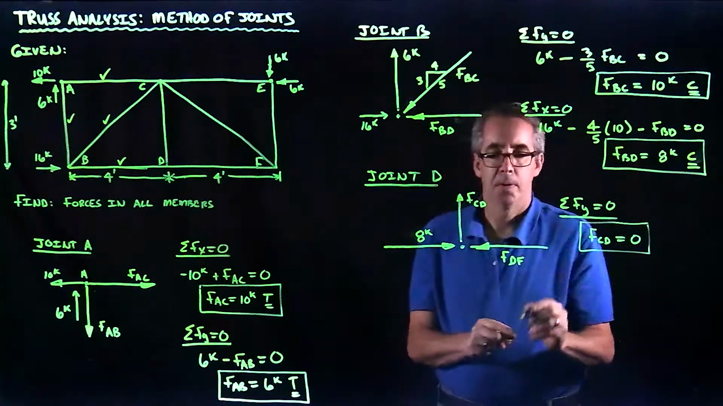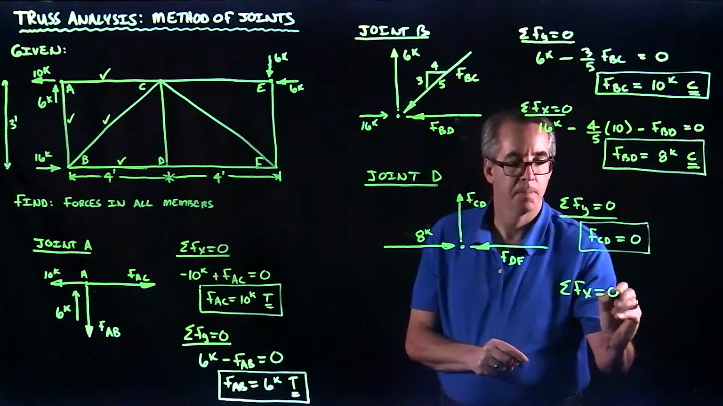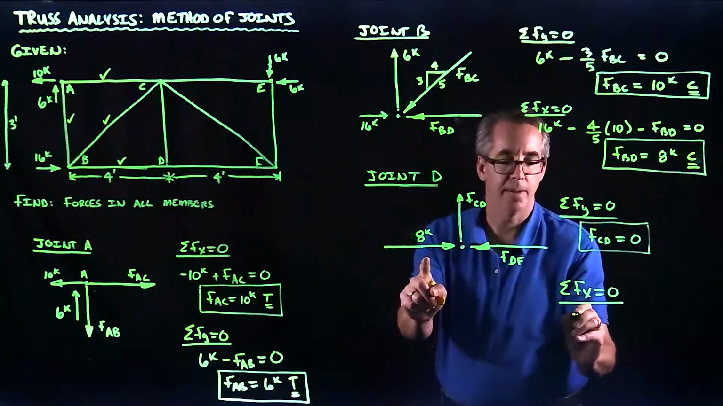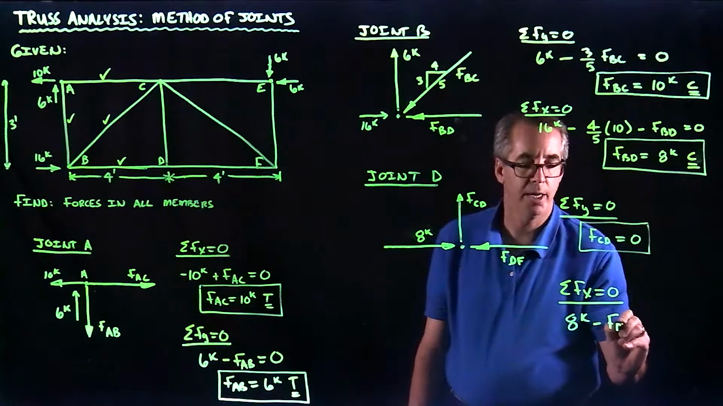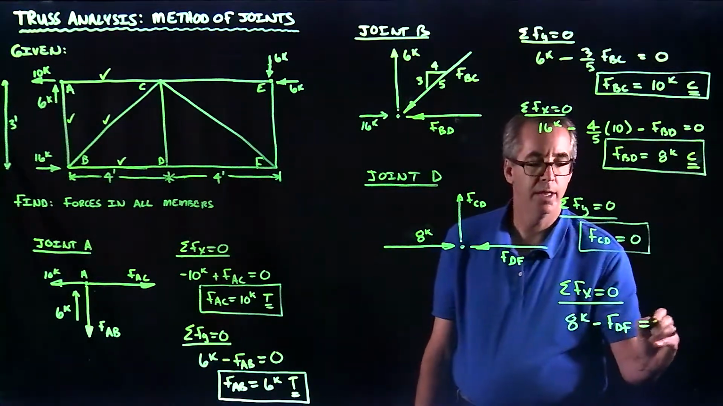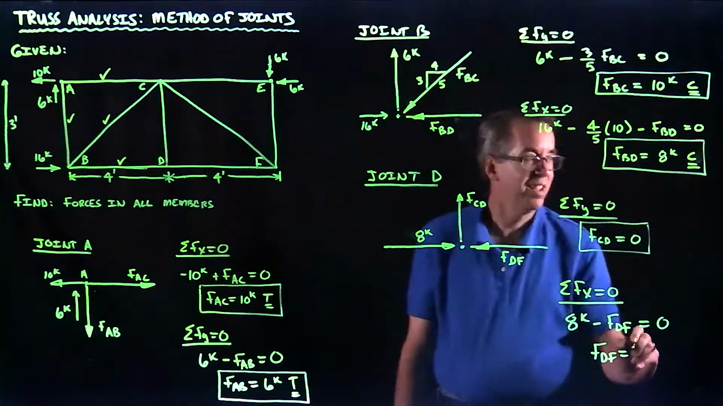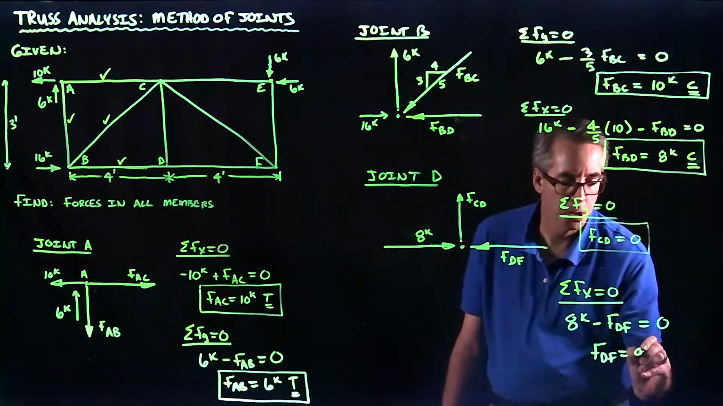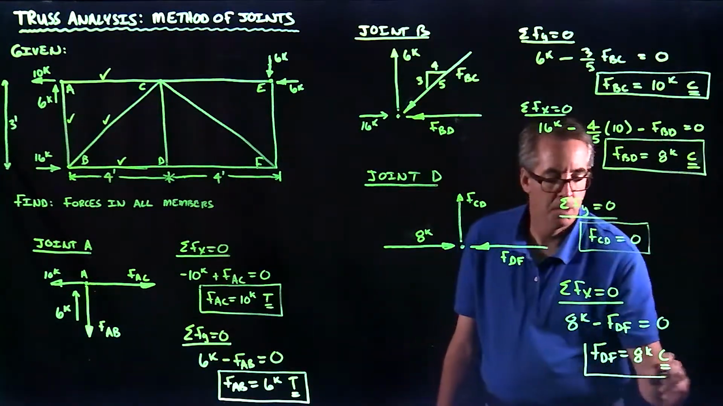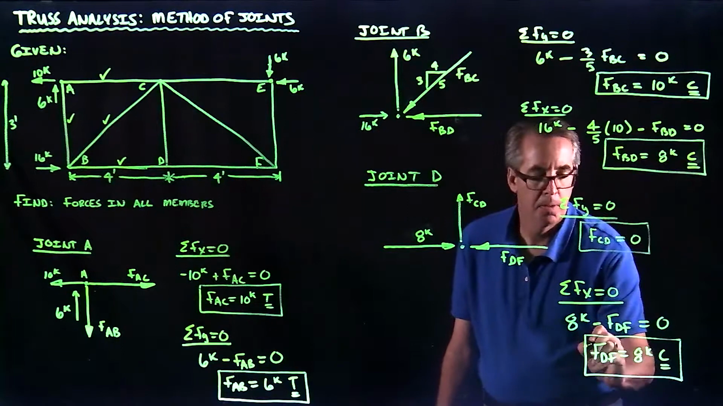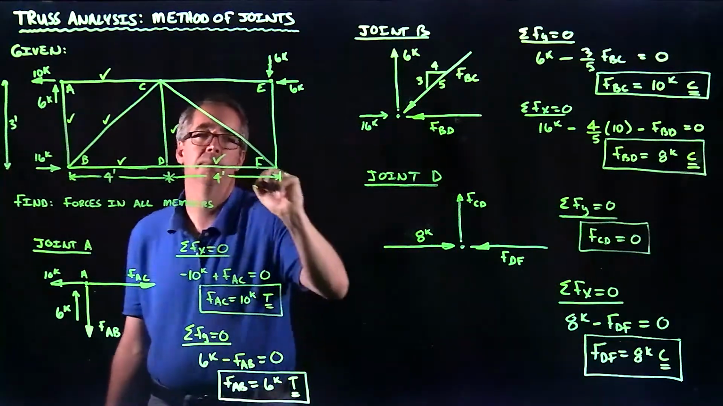Okay. Likewise, when we solve this in the X direction, okay, I've got a positive 8 kips going to the right, minus my force DF going to the left. So the force in DF is going to be 8 kips compression. Okay, so now I know this one and I know this one.